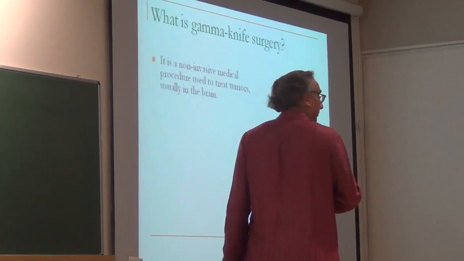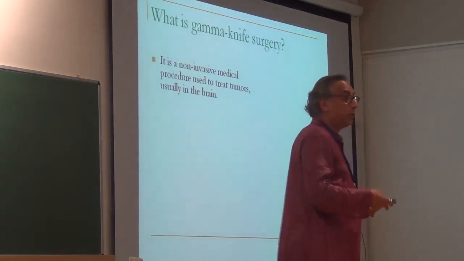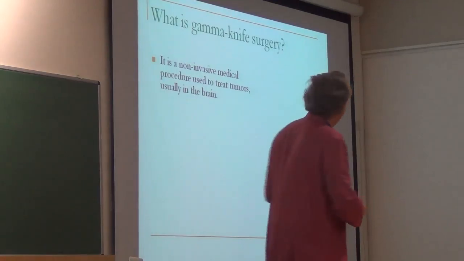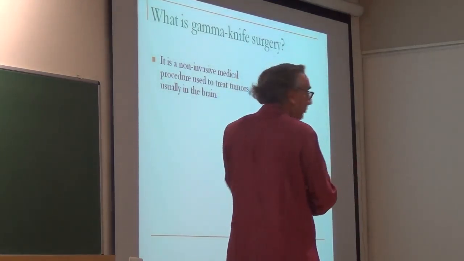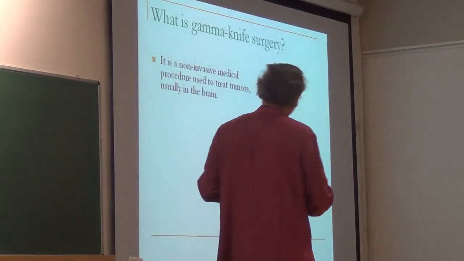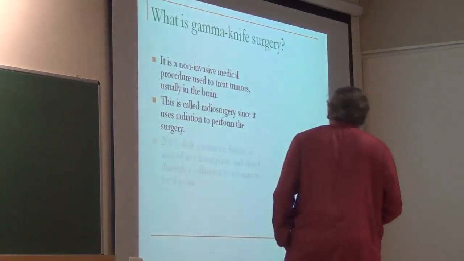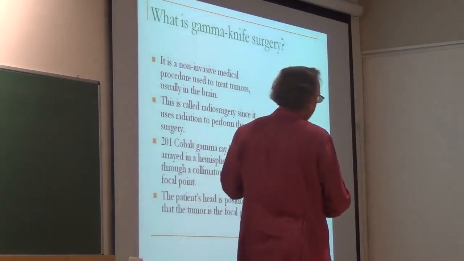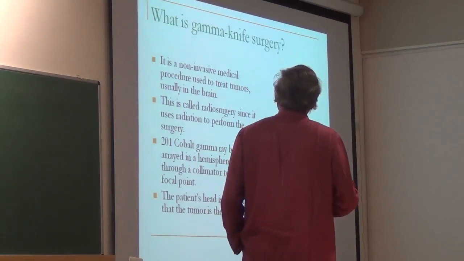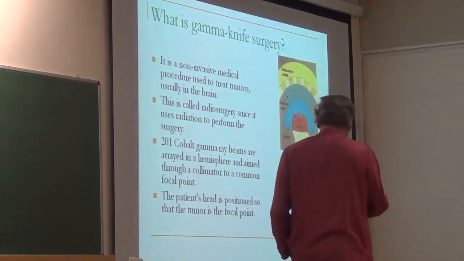So what is radiosurgery? It is surgery without actually making any cuts. You don't actually cut the human being. It's a non-invasive medical procedure to treat tumors, usually in the brain. It is called radiosurgery since it uses radiation to perform the surgery. 201 cobalt, that's the isotope. Gamma ray beams are arrayed in a hemisphere and aimed through a collimator to a common focal point.